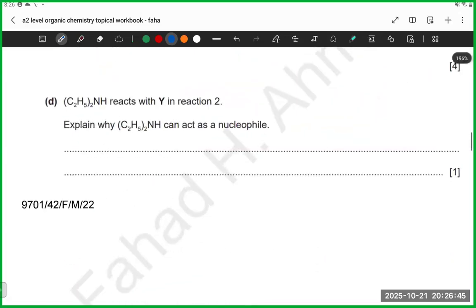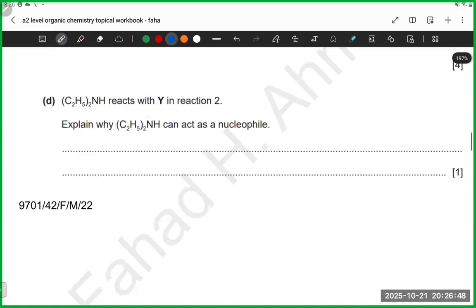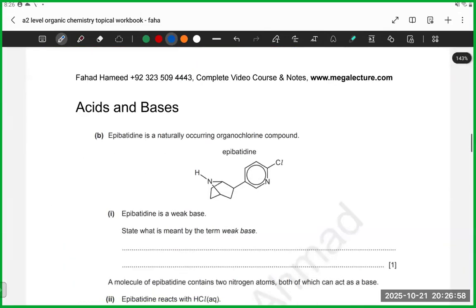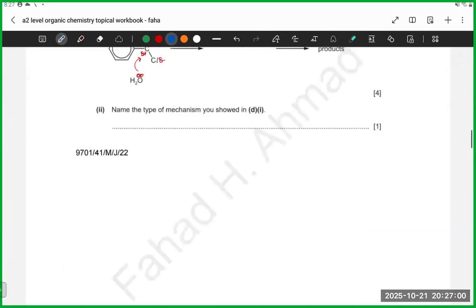So explain why this can act as a nucleophile. Well, it can act as a nucleophile because it's got a lone pair. बस यही है और एक मार्क में क्या होगा? ठीक है, it's got a lone pair. ठीक है, so that's it.